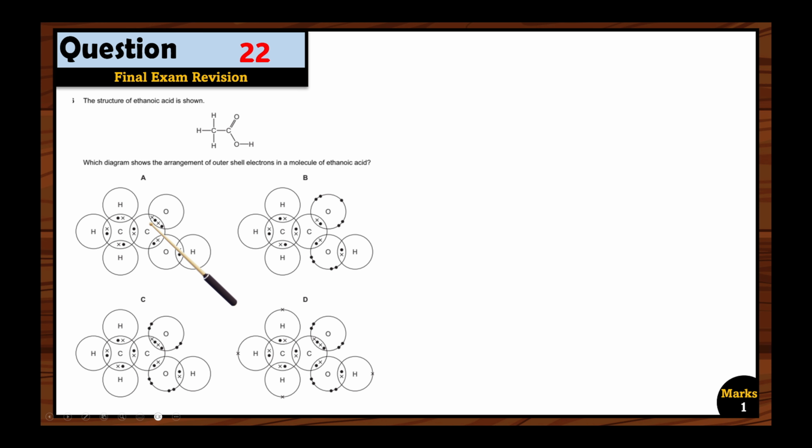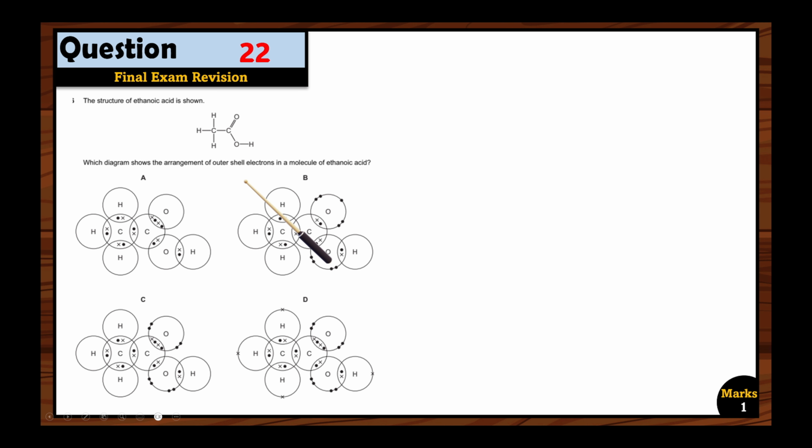Now let's see for carbon and oxygen. If you see, carbon and oxygen are making a double bond. So double bond means 4 electrons are shared. If you see here, how many electrons are shared? 1, 2, 3, 4. 1, 2, that's wrong. So B is rejected. C, 1, 2, 3, 4. Okay, so A and C can be right.